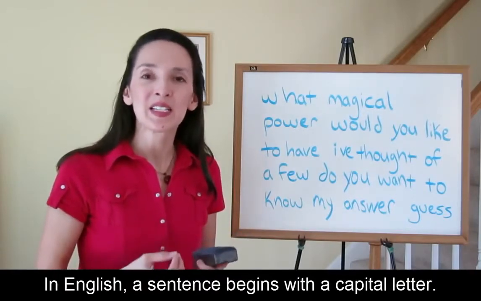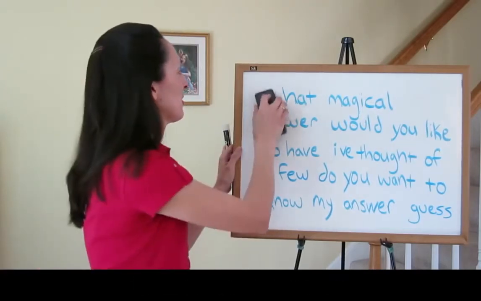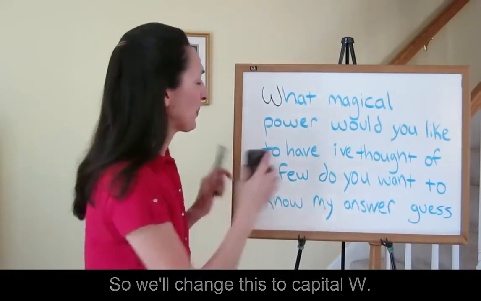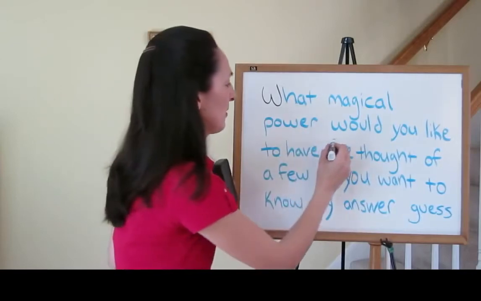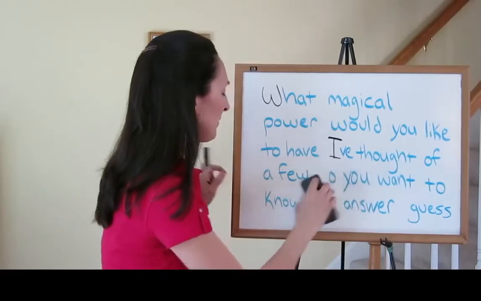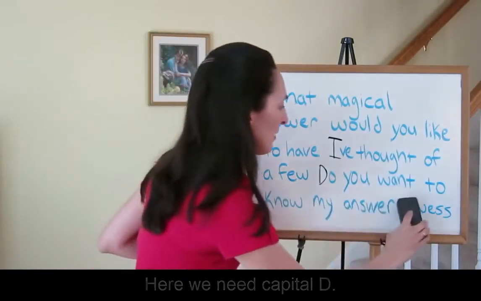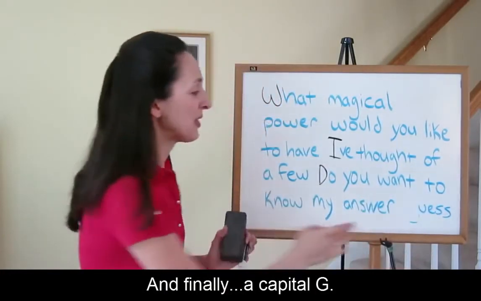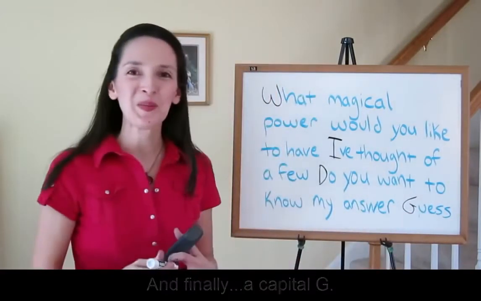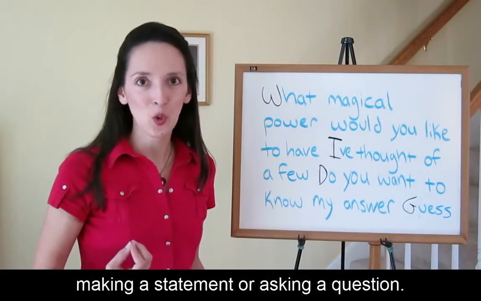In English, a sentence begins with a capital letter. That's an uppercase letter. So we'll change this to capital W. There we need a capital I. Here we need capital D. And finally, a capital G. Now, as we write sentences, we're either making a statement or asking a question.